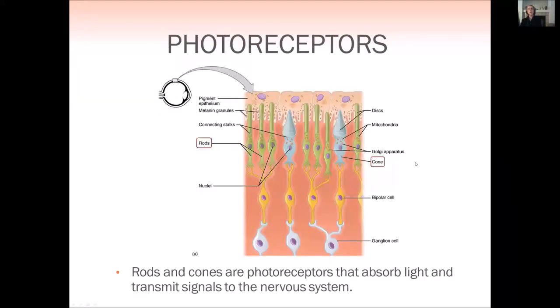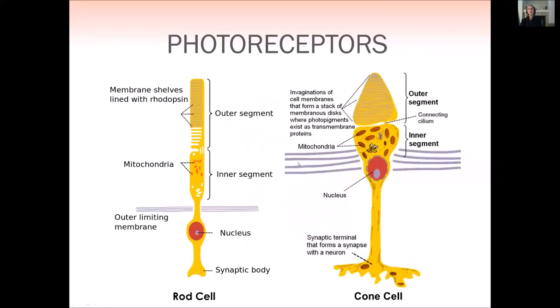Now let's talk about the photoreceptors. The rods and cones absorb light, and then they transmit signals to the nervous system. Let's take a closer look. Here on the left, we see a rod. Over on the right, we have a cone. Both of them have a stack of little discs made of a membrane, and those membranes have photopigments that will absorb the light. So in the cones, different photopigments will absorb different colors of light.